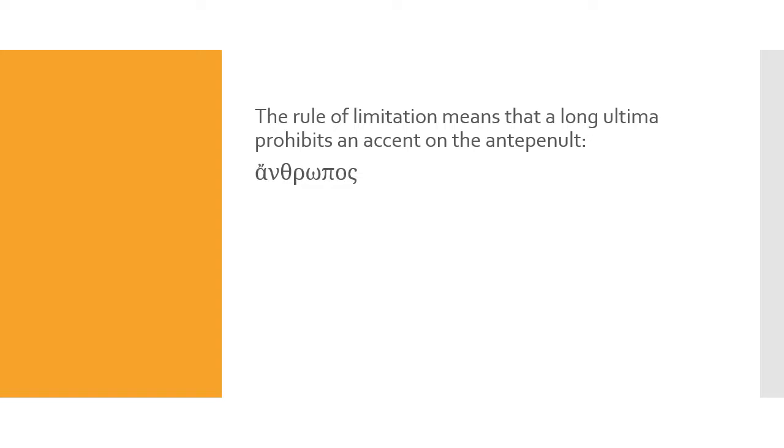The Ultima, pos, is short, therefore an can have the accent: anthropos. But when the Ultima, pou, becomes long, then the accent must come back to the omega: anthropou, anthropou. That is the general rule about short and long Ultimas.